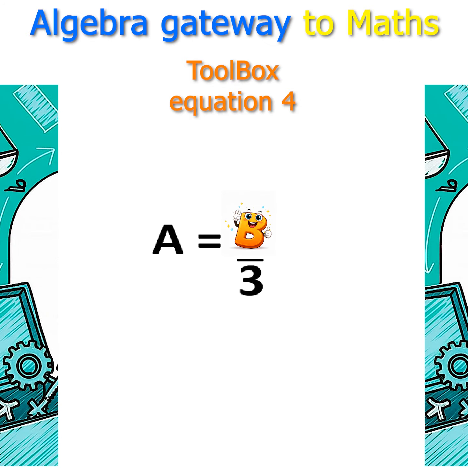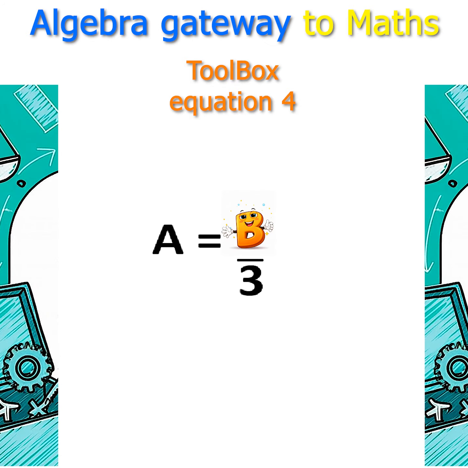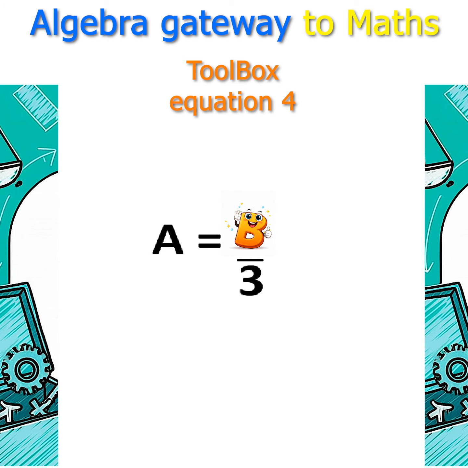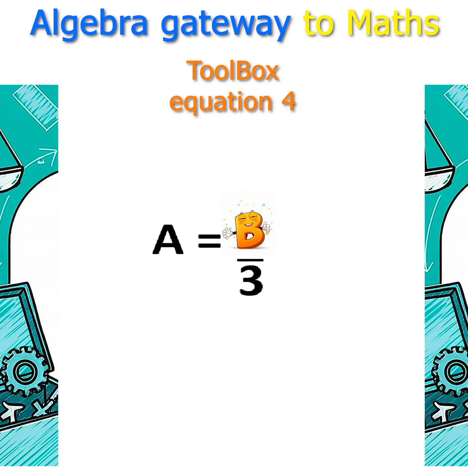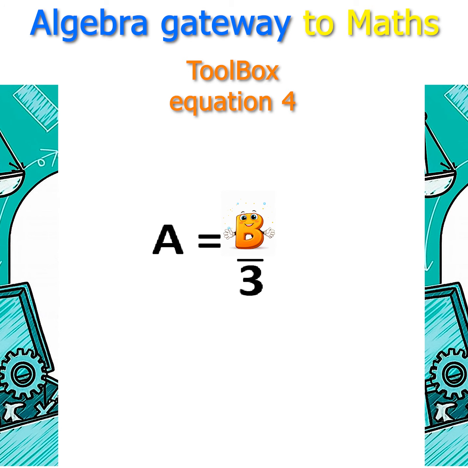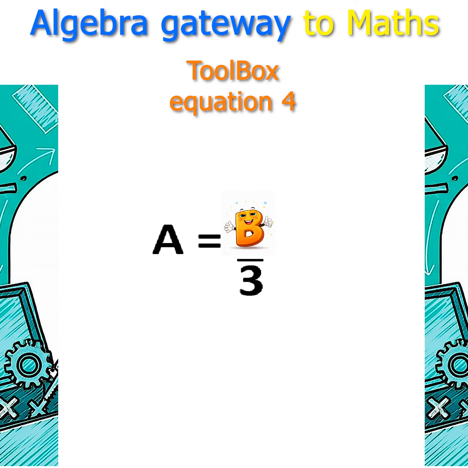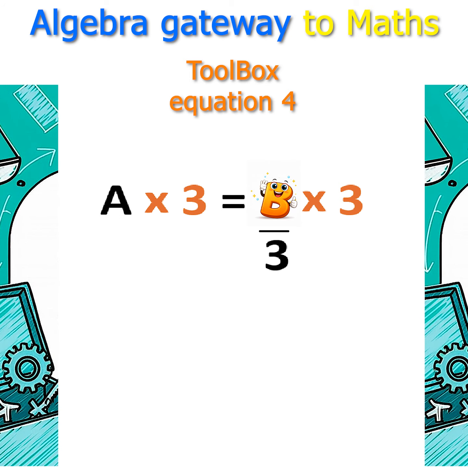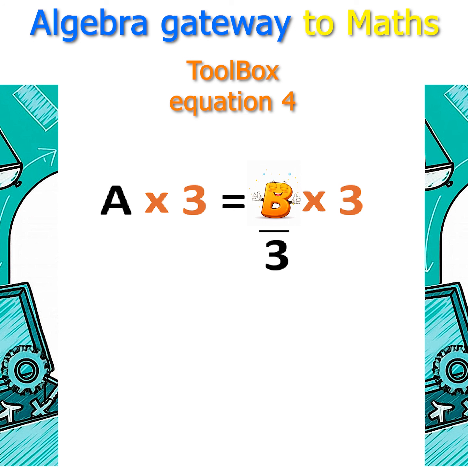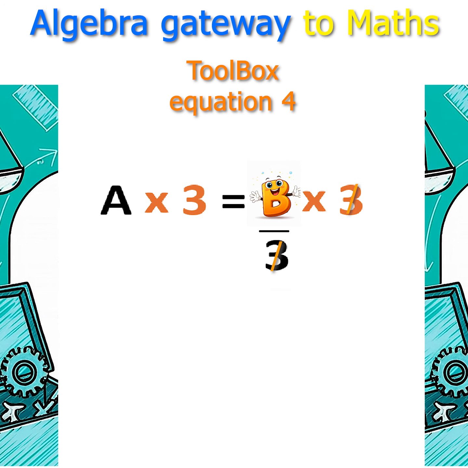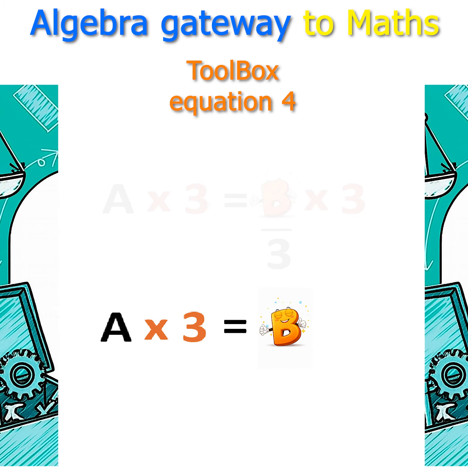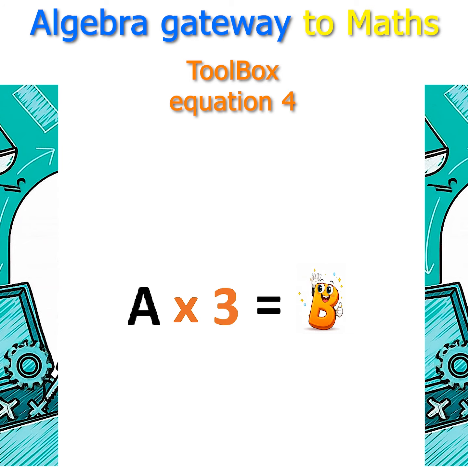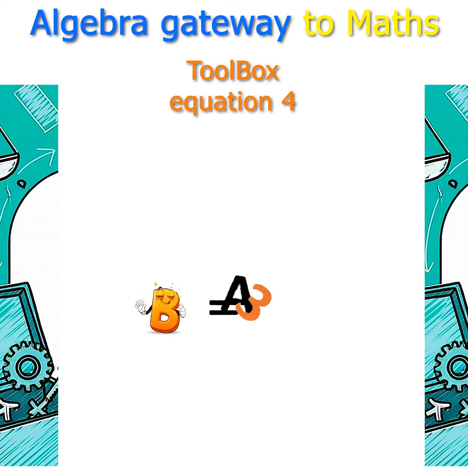In equation 4, A equals B divided by 3. Again, we want to know what B equals. Toolbox, please remove 3 from B to reveal what B equals. Since B is divided by 3, we must multiply B by 3 and do the same to the other side. The final result is A multiplied by 3 equals B, presented as B equals A multiplied by 3.